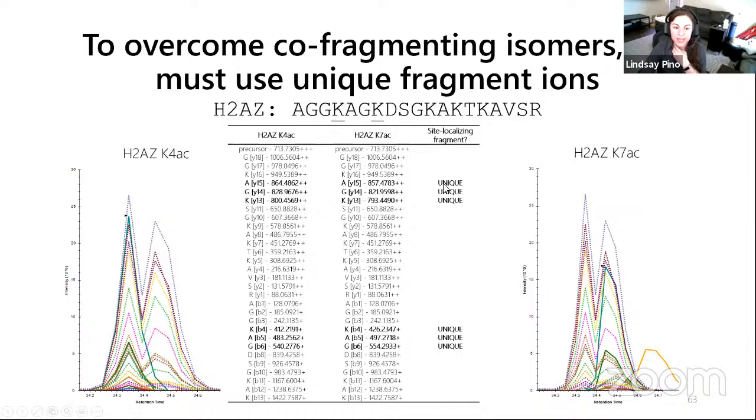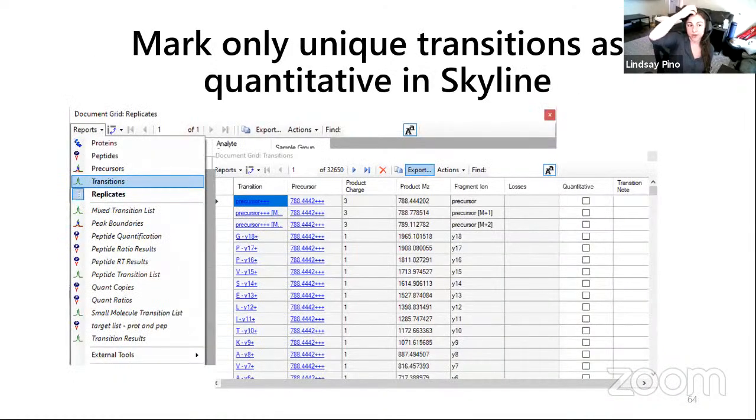So when we do that in Skyline, we can mark these specific transitions, which are unique. And what that looks like is the dotted lines are not unique. Those are transitions that are shared between these two peptides. And then the solid lines are the ones that Skyline is going to use for quantification of peak areas. It'll still use the other fragments to perform peak detection, but it'll only use the solid lines for quantification. And that's very straightforward to do in Skyline.